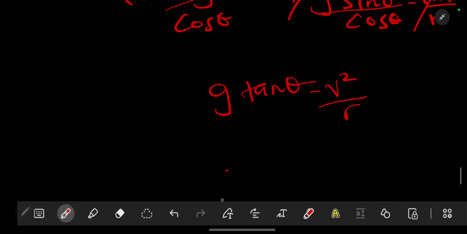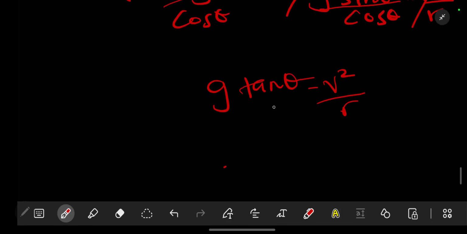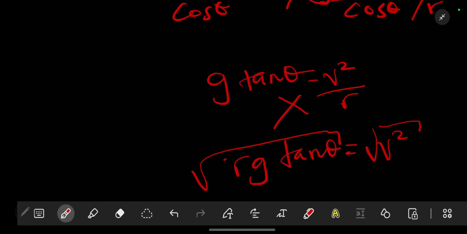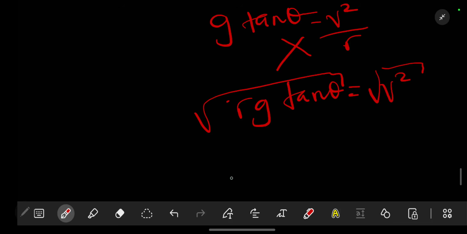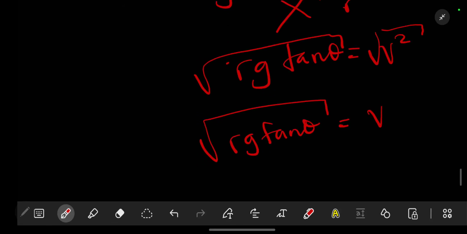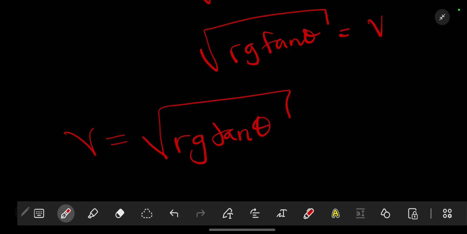We cross multiply, and we are going to have r times g tan of theta should be equal to v squared. You know how to derive this equation, they can ask you. So we have the square root, like that. So the square root of r g tan of theta is equal to the velocity. So this is the equation, very important. They might ask you, show that the speed of the conical pendulum is this.